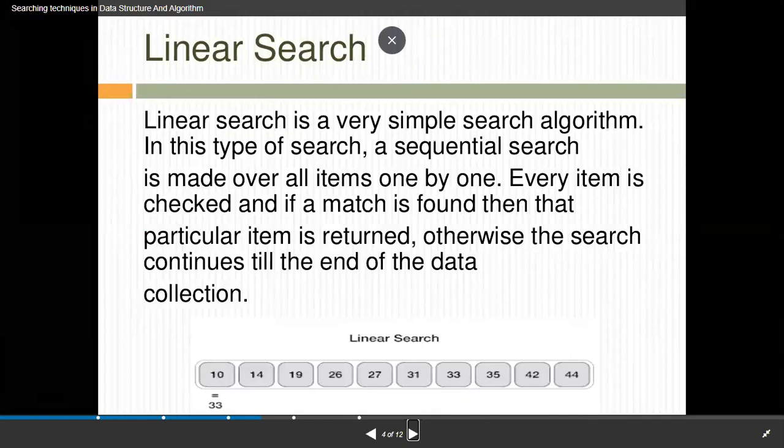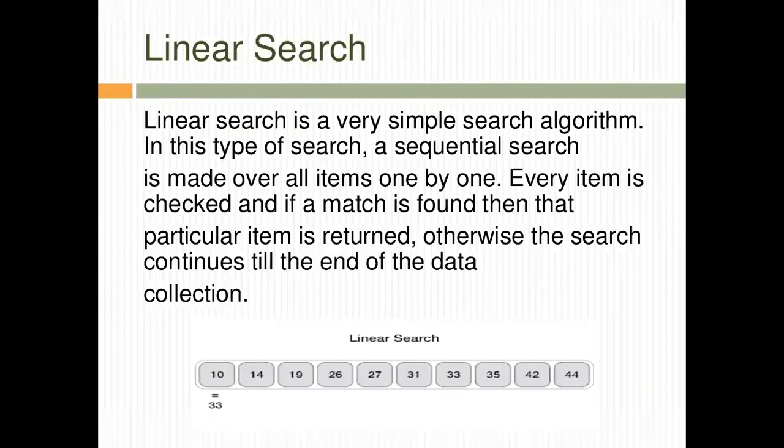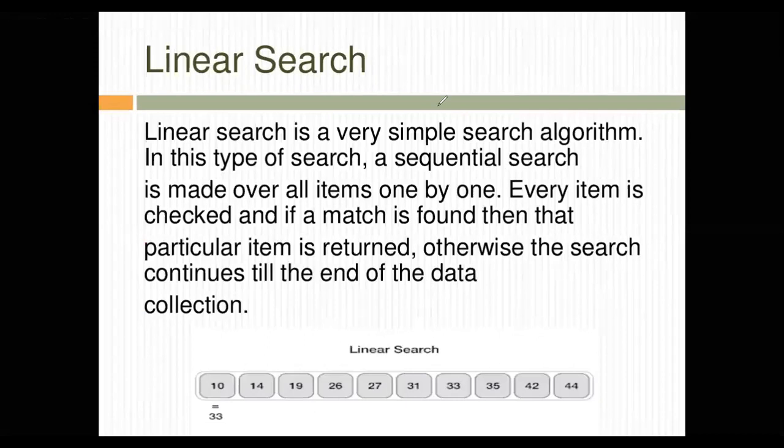Linear search is a very simple, straightforward searching algorithm. What it does is take an array. For now, we will consider an array for all the searches for simplicity. So let's assume you have an array like this, and in this array you have to find out whether the item 33 is here or not. This is your given array, and from there you have to find the number 33.